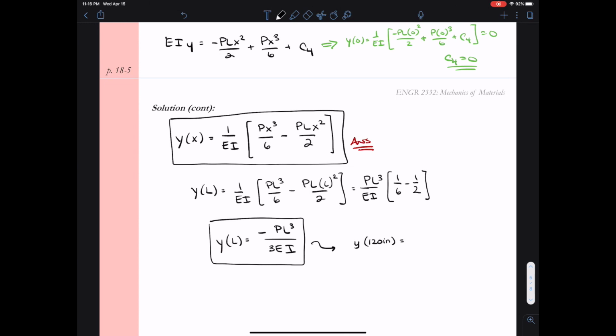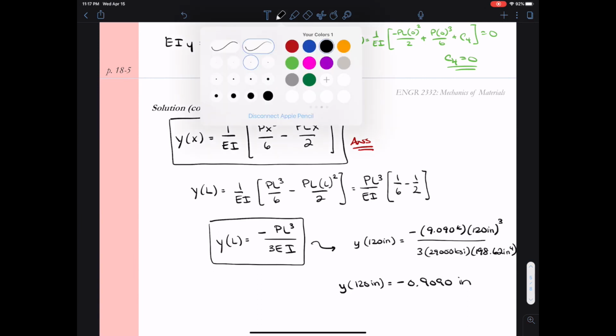All right, if we go ahead and we substitute, L being 120 inches, again, make sure you keep all the variables in this in the same units. I'm going to use all kips and inches. So plugging in a value of L equal to 120 inches, and our value for P, our value for E, and our value for I, we can solve for the deflection at the tip of this cantilever. In the spirit of 90s day, it should be no surprise that the deflection here is negative 0.9090 inches at the end of the cantilever.